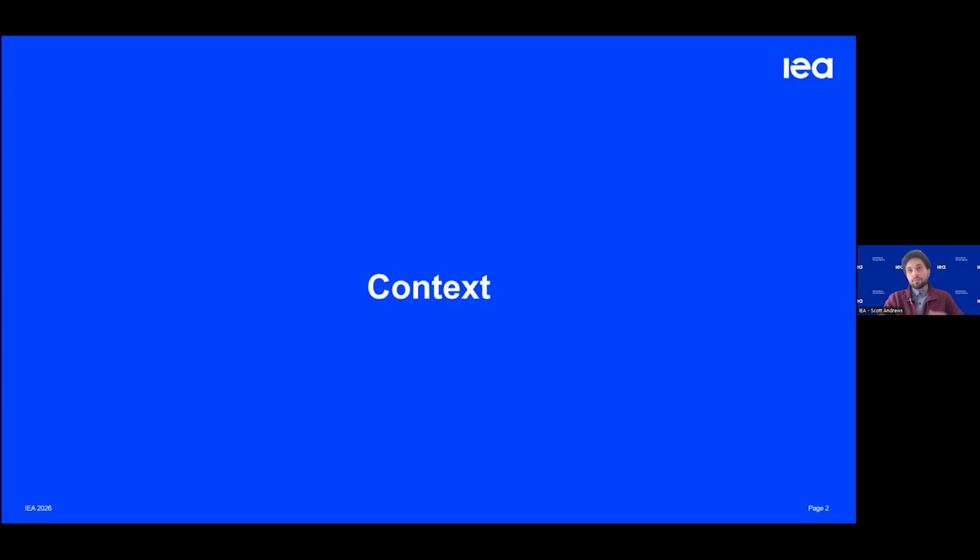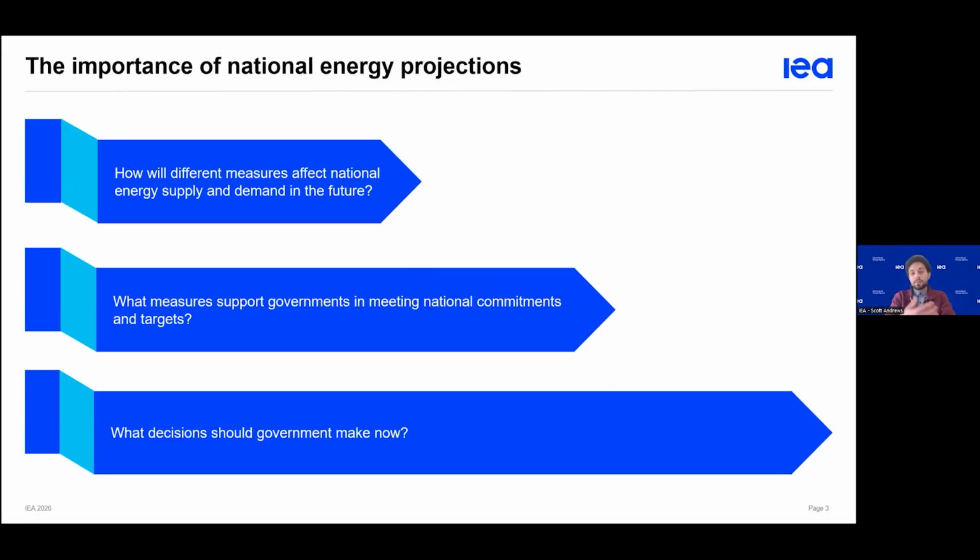So let's get going. The first thing that many of you are probably very familiar with is the context and the importance of national energy projections, and that's where it all really starts for us here at the IEA. I view the importance of national projections through the lens of answering these questions I have here on the slide. How will different measures affect national energy supply and demand in the future? What measures support governments in meeting national commitments and targets? By measures here, they're made up of policies, regulations, grant programs, and so on. And the final question: what decisions should governments make now?